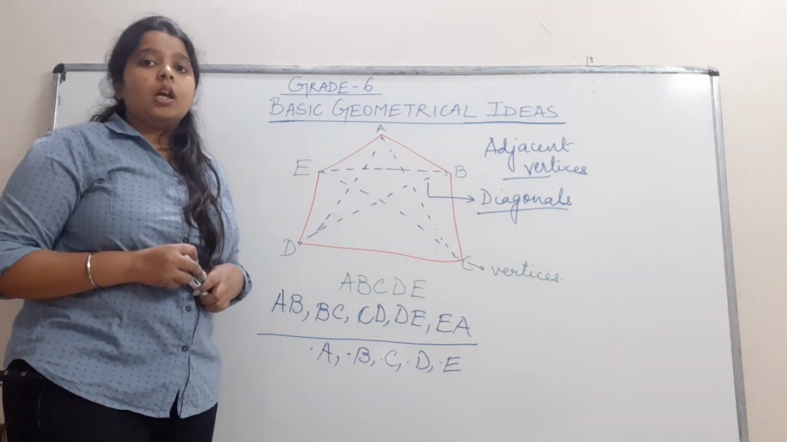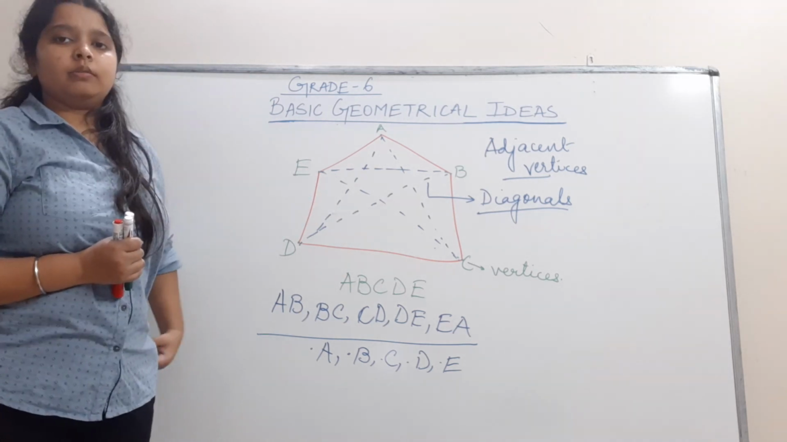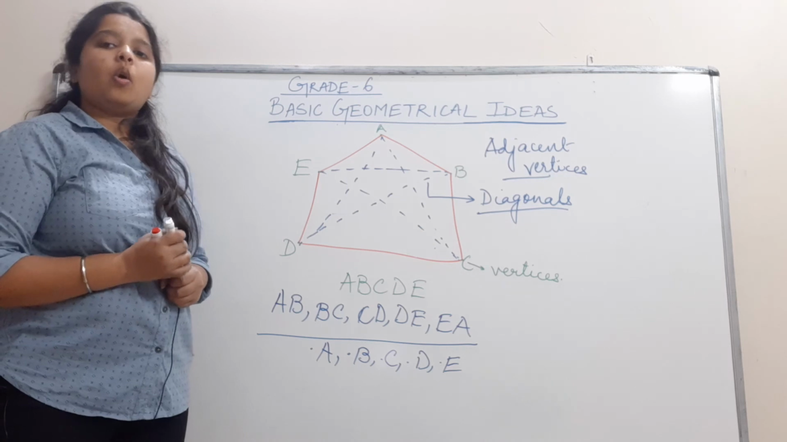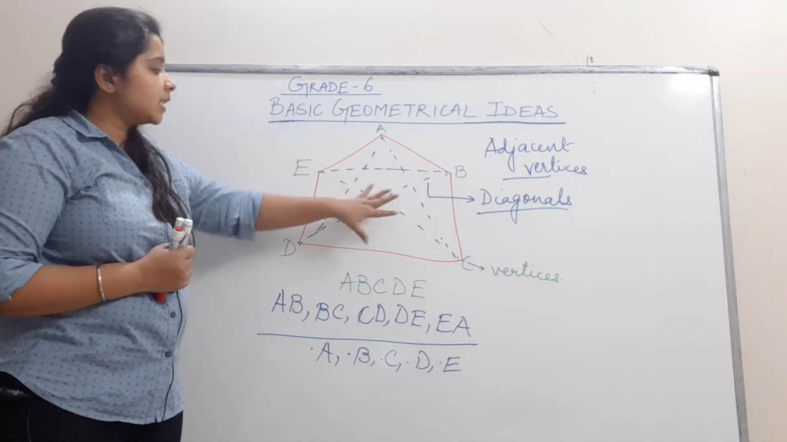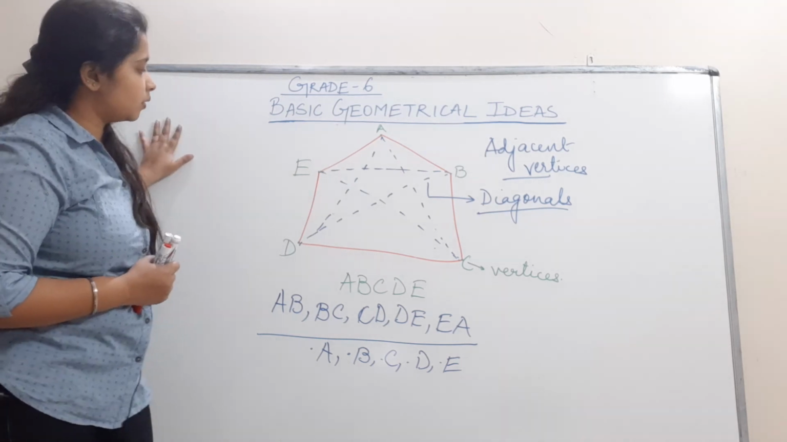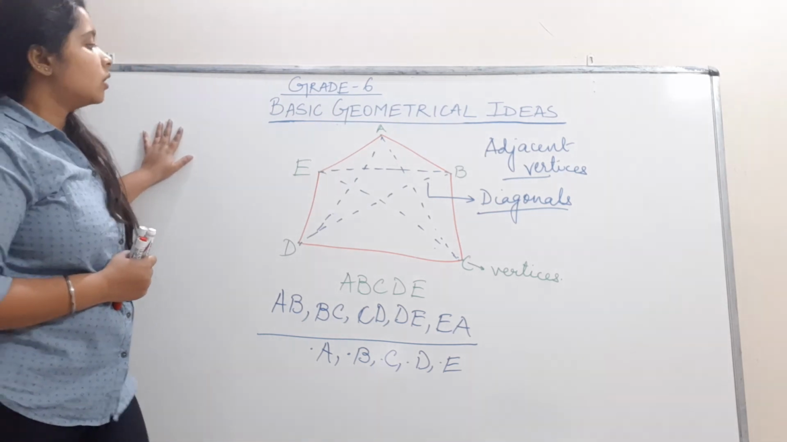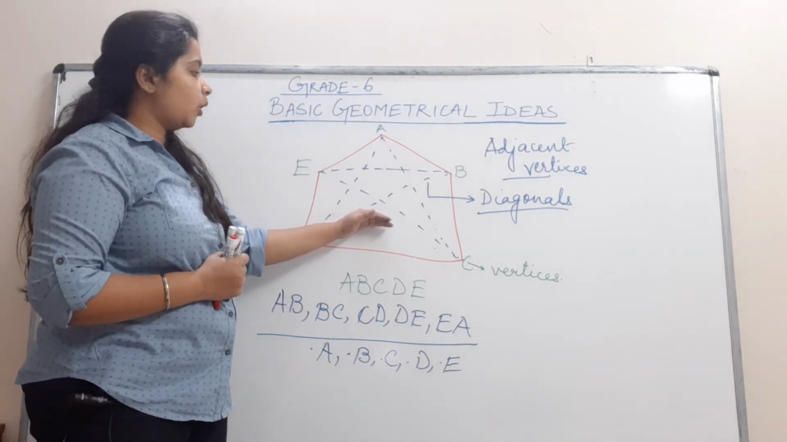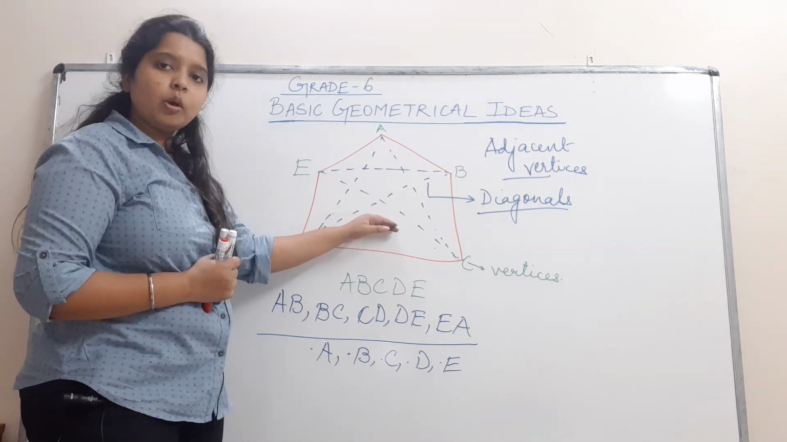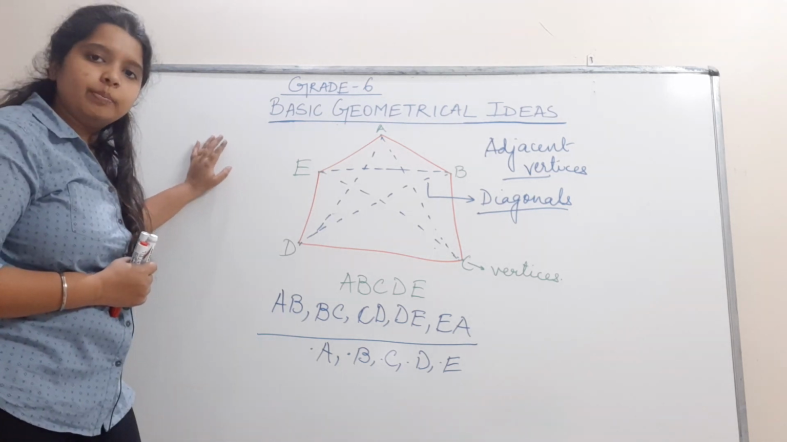Okay. Now quickly tell me what is the interior of this polygon. Obviously the area which is enclosed is the interior, and the area which it is not enclosing is the exterior. So the area of the plane enclosed by the polygon is known as the interior of the polygon, and the area which is not enclosed is known as the exterior of the polygon.